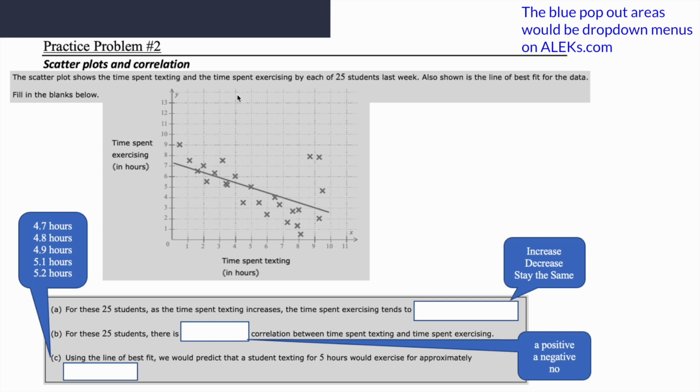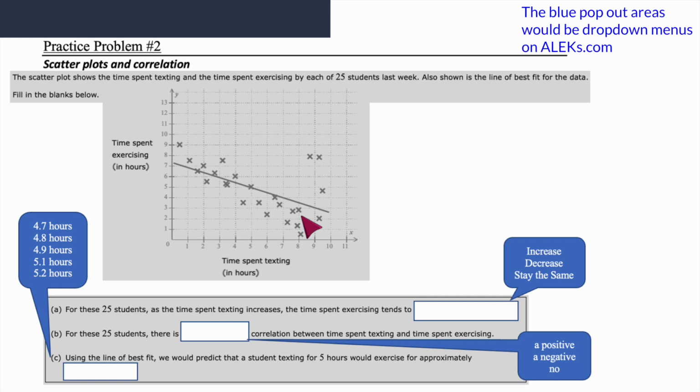So the scatter plot shows time spent texting and time spent exercising by each of 25 students last week, as shown in the line of best fit for the data. With this one, you can see I have all these blue pop-ups. I have a note down here: those would be drop-down menus on ALEKS. They wouldn't just be popping up here in little speech bubbles, but I did that just so that we could do this on the worksheet.